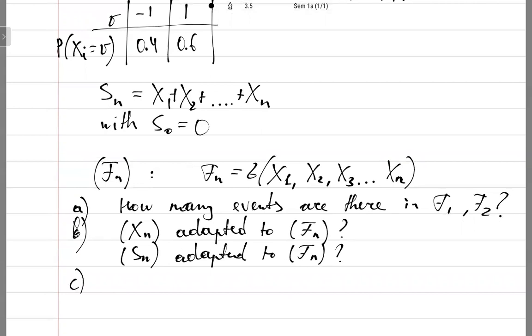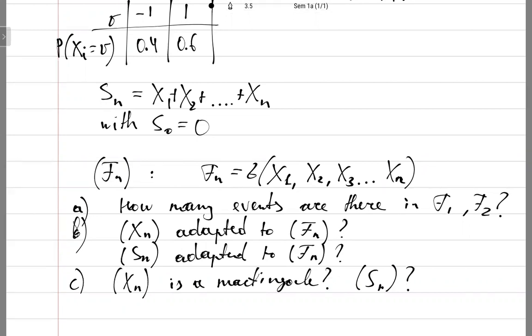C, we will check whether Xn is a martingale or not. The same question for the random process Sn. And finally, yeah, let's start, because when I write a lot of questions, then you do not think, you just copy them. So let's start to think, to better understand what's going on.